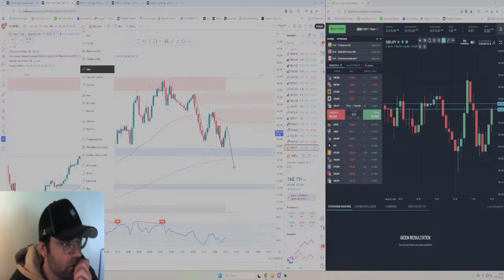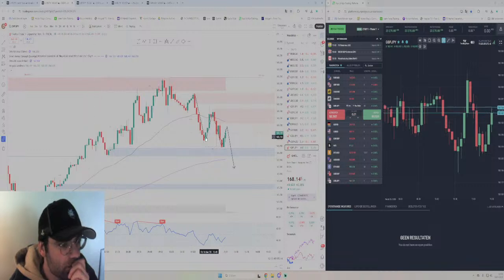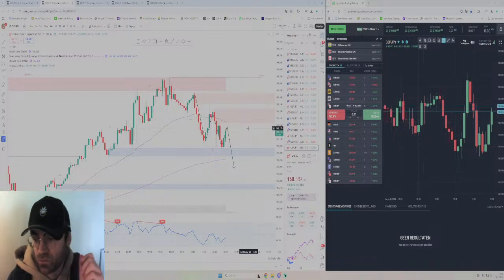Why is it not shown as lines? What the fuck? What's going on? Alright, weird.